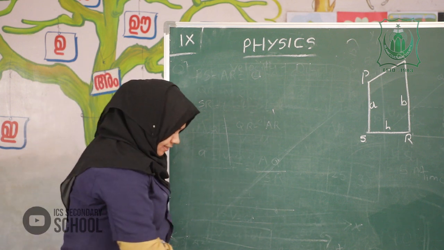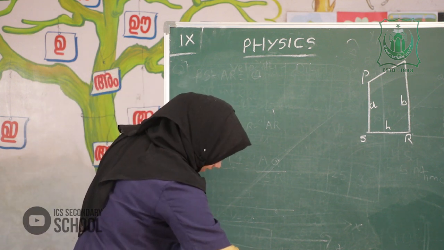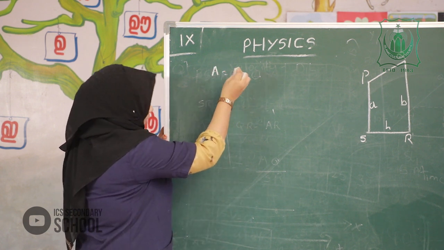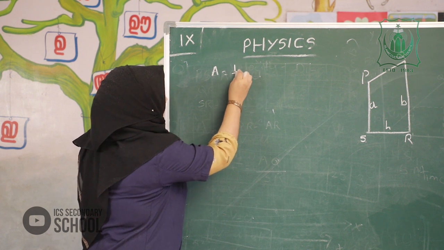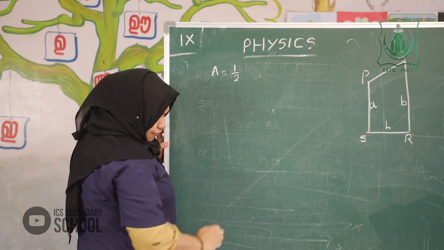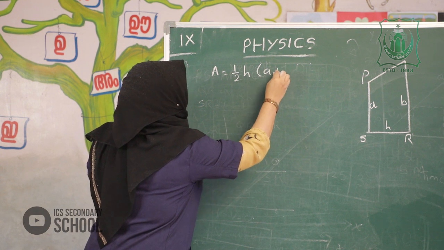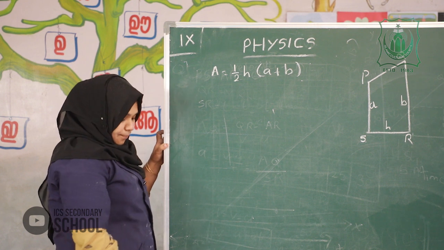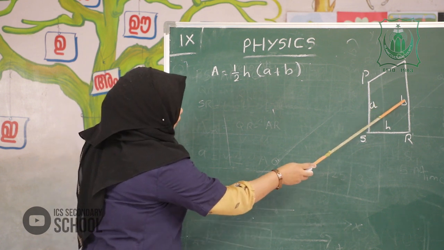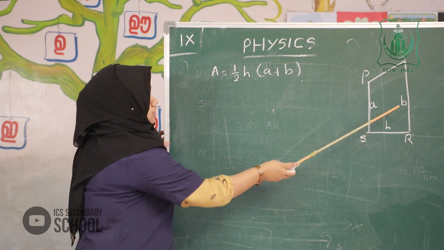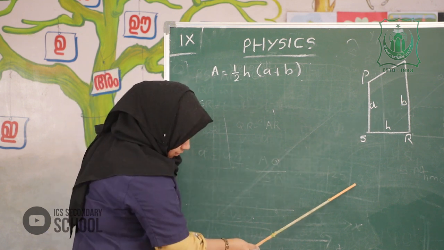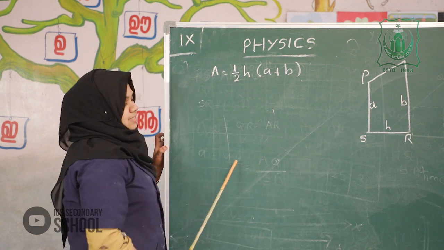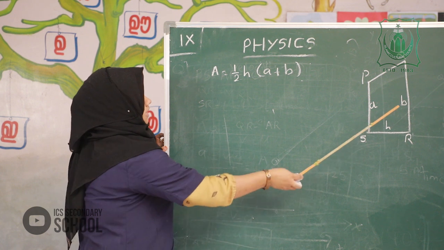Yes, we learned that. So, how to find out displacement? Do you know the area of a trapezium? What is the equation of area of trapezium? Half into h into a plus b. A and B are the lengths of the parallel sides, and h is the distance between them.